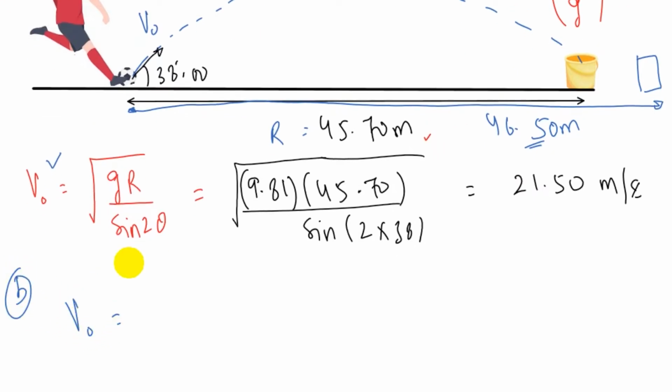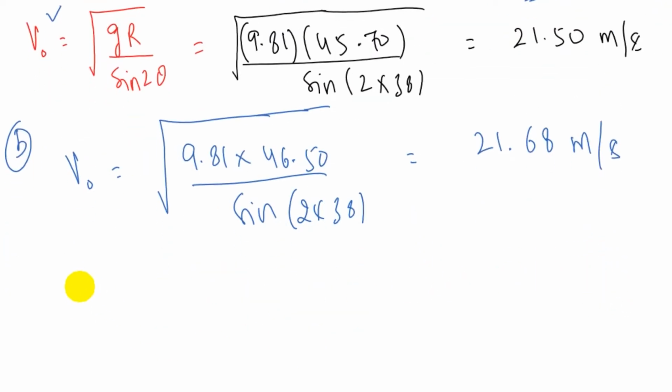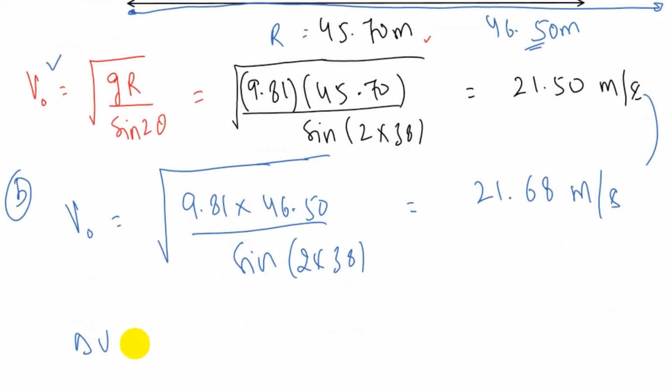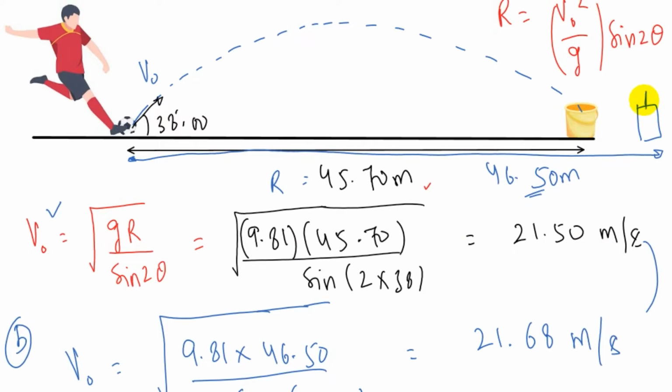So V0 will be the square root, same formula. g is 9.81. R this time becomes 46.50. Angle is the same, so sine 2 times 38 degrees. And that is equal to 21.68 meter per second. So what is the increase in speed? Delta V. Simply you have to subtract these two values. So 21.68 minus 21.50, which is equal to 0.18 meter per second. Therefore, the increase in speed should be 0.18 meter per second such that the football lands into the bucket.